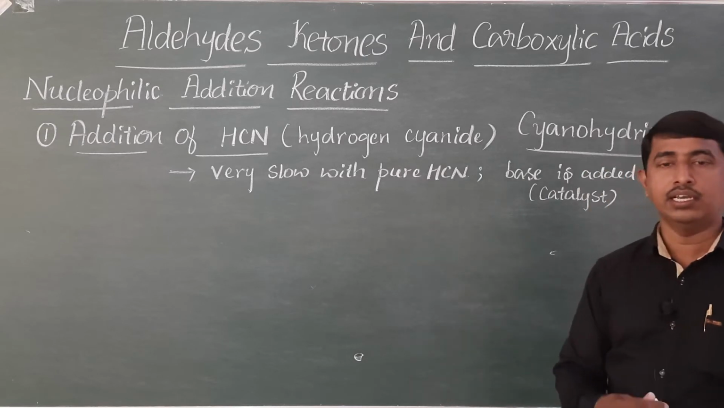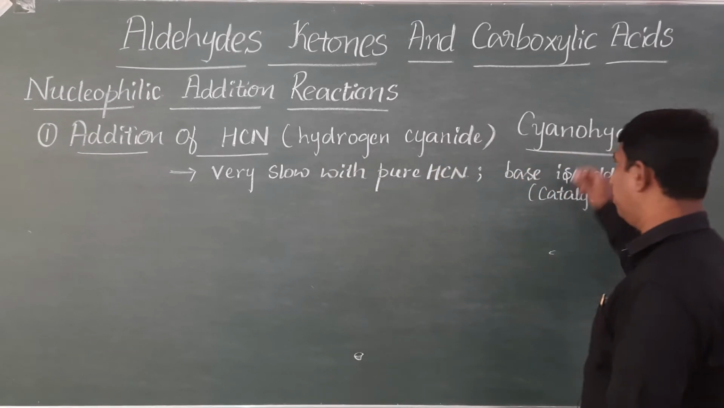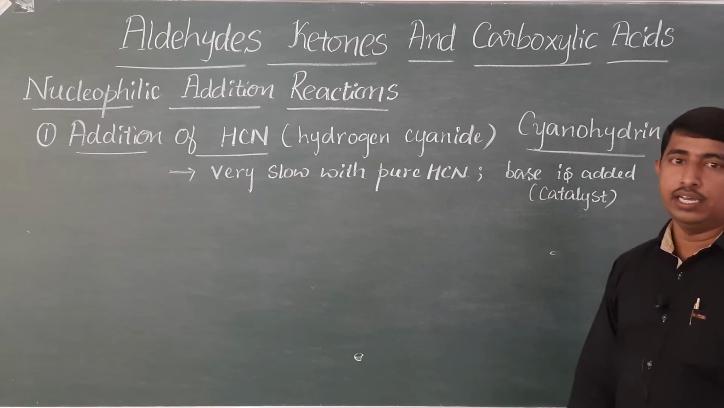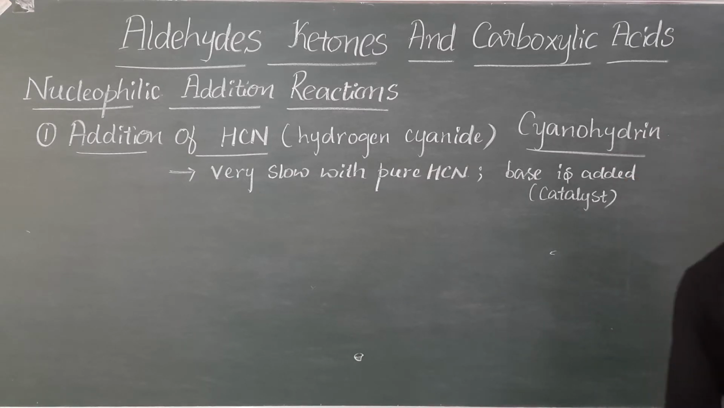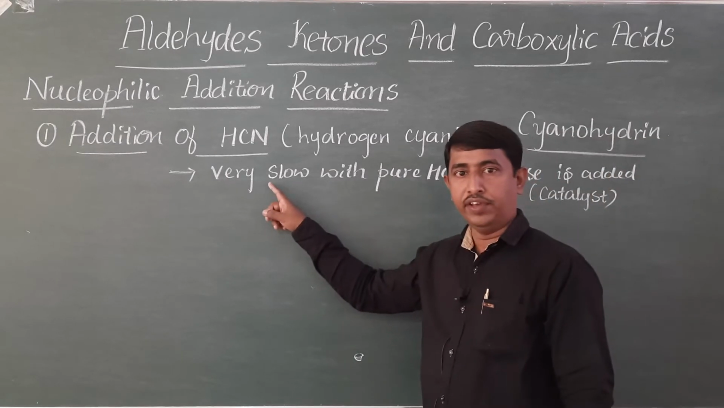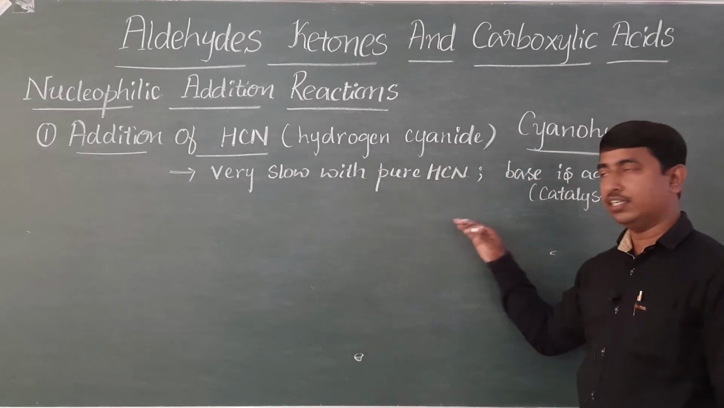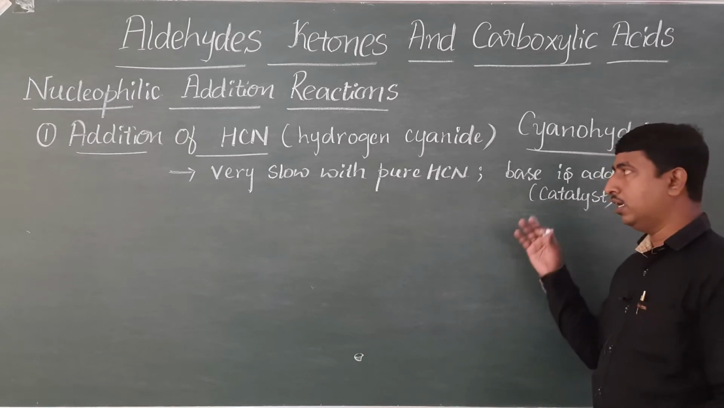I will repeat it once again. Aldehydes and ketones react with hydrogen cyanide forming a product. That product is called cyanohydrin. Aldehyde forms cyanohydrin, ketone also forms cyanohydrin. Next, what I told you, the reaction of aldehydes and ketones is very slow with pure HCN. So the reaction is catalyzed by a base. The role of a base here is that it acts as a catalyst for the reaction.